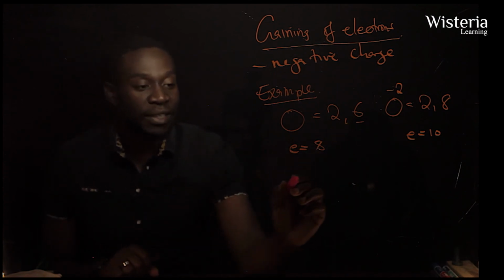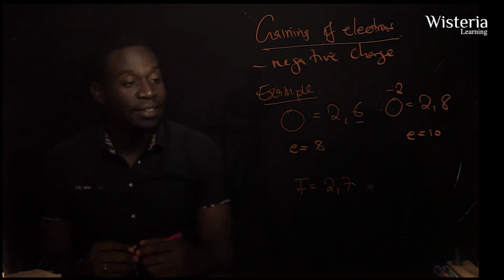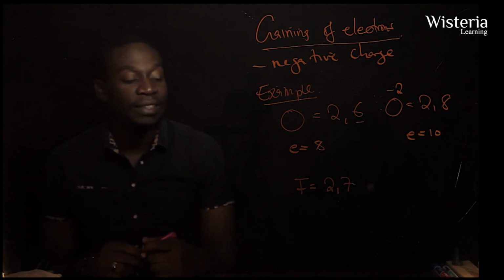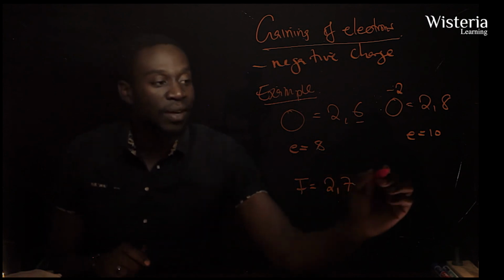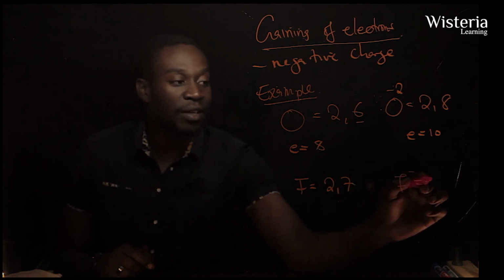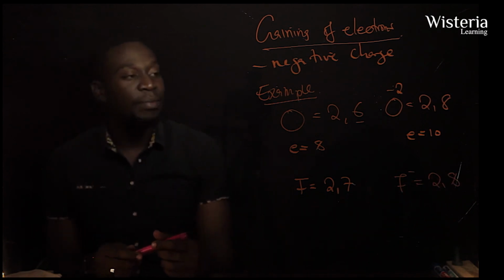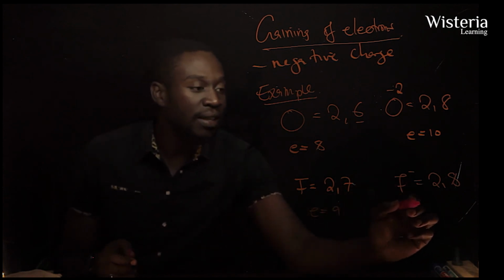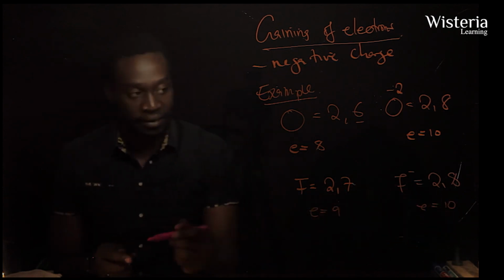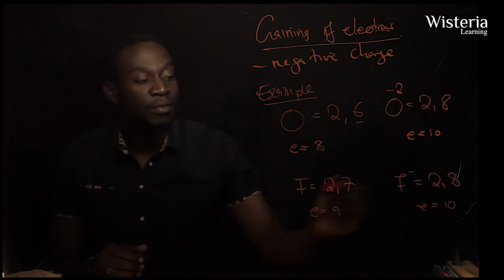Now if you look at fluorine, it has 2,7. So for fluorine to become stable, it must gain 1 more electron so that the 7 becomes 8. So after gaining, it becomes negative and it becomes 2,8. So fluorine is stable now. Electrons here, they are 9. Electrons here, they are 10. So fluorine has gained 1 electron to become a fluoride ion.